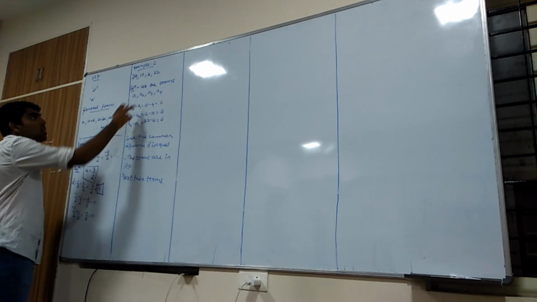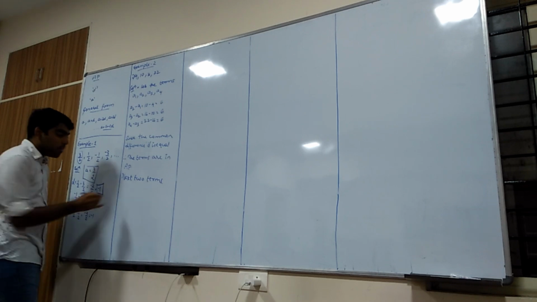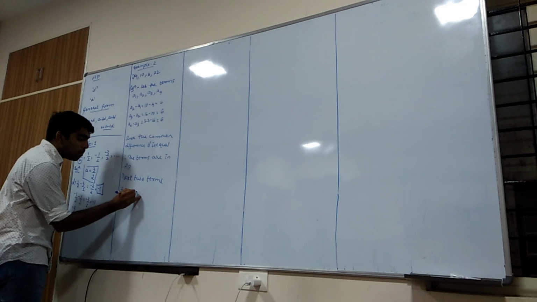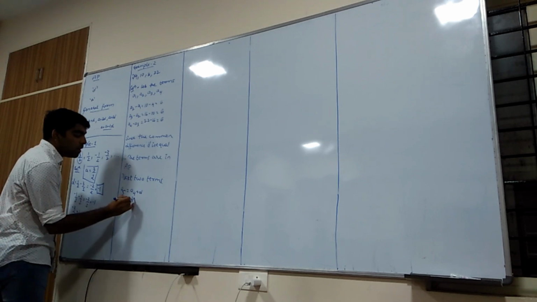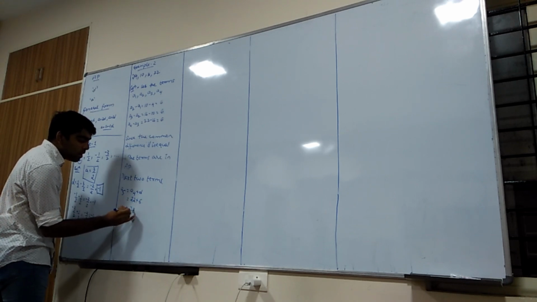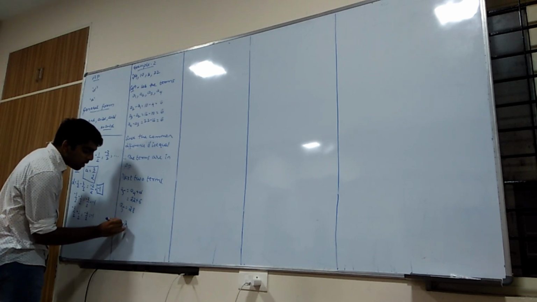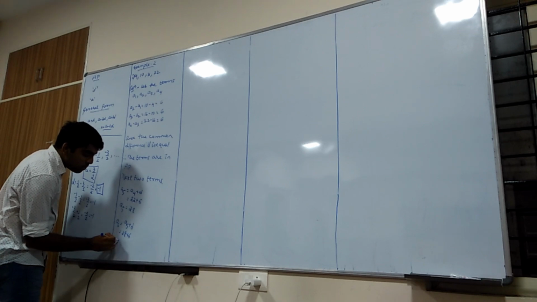What were the terms? Term 4 we know, A4 we know. Next term will be A5. So, A5 will be A4 plus D. What is A4? 22 plus 6. How much? 28. This is A5. What is A6? A5 plus D. What is A5? 28 plus 6. How much? 34.